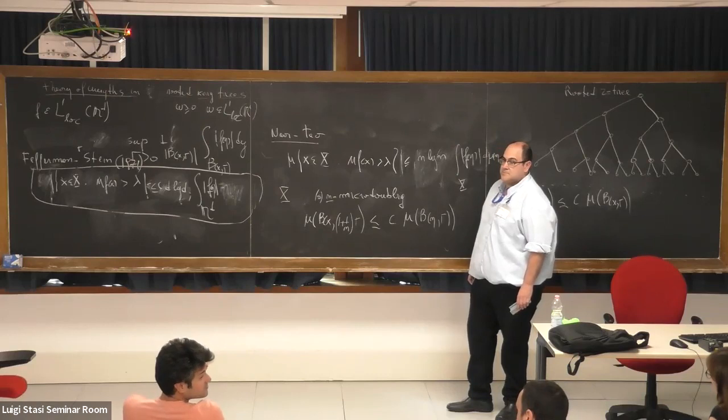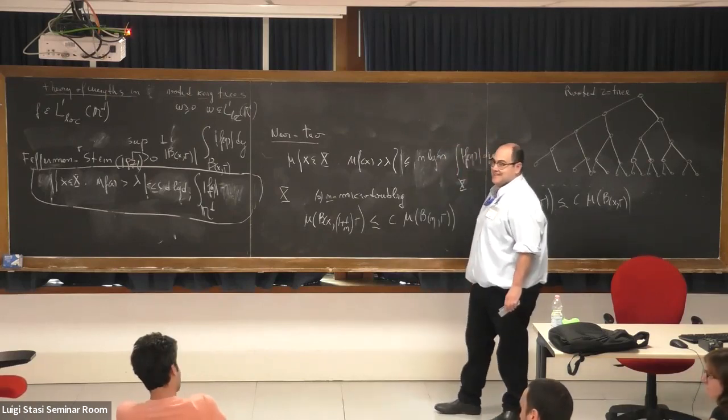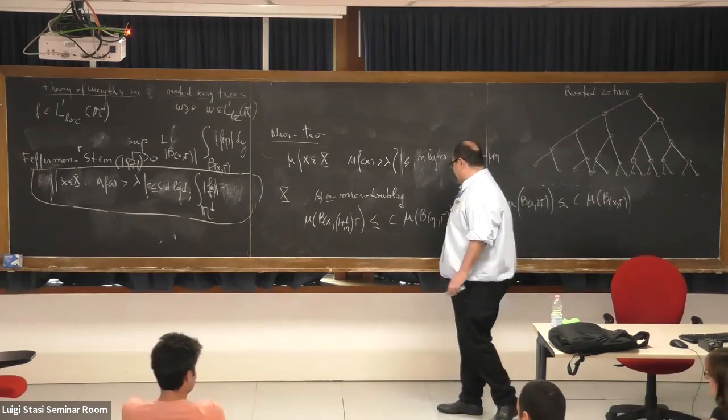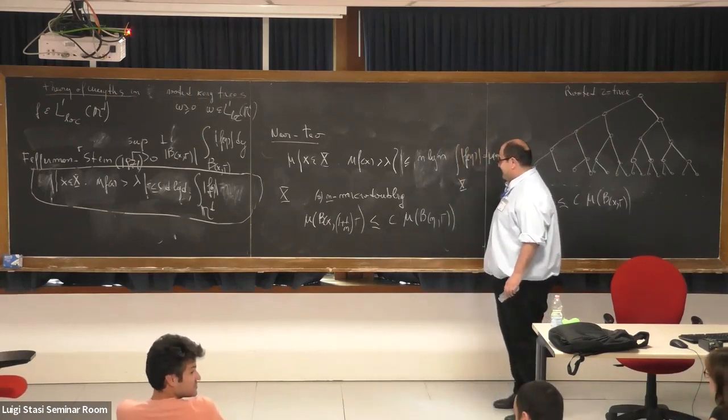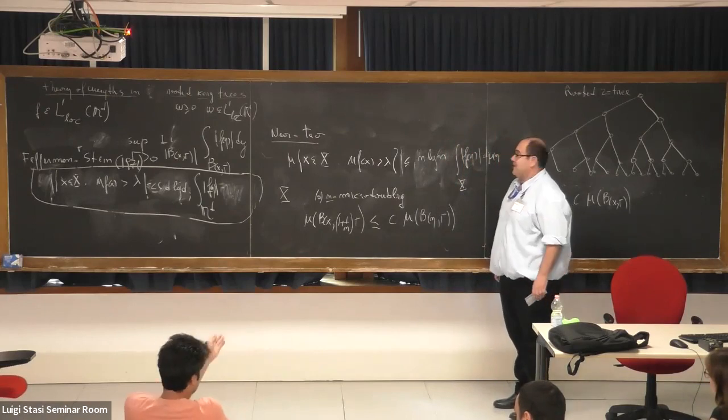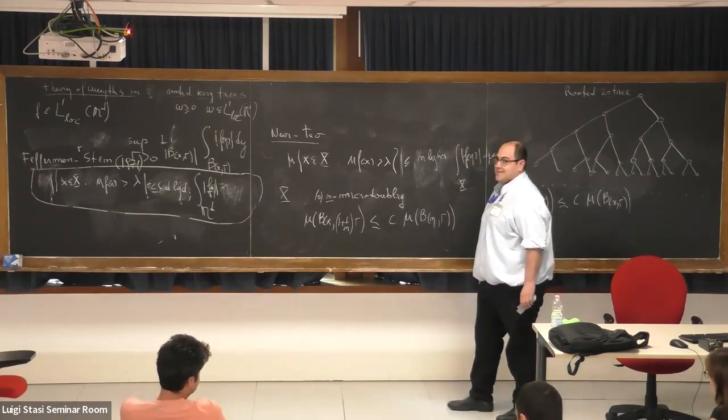4/3 squared is how much? At some point you get something bigger than 2. No, maybe 3 times. 4/3 cubed, you get something bigger than 2. And then you get a C cubed. But C was universal. So, okay.